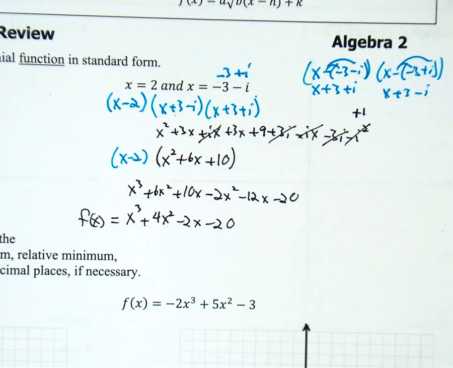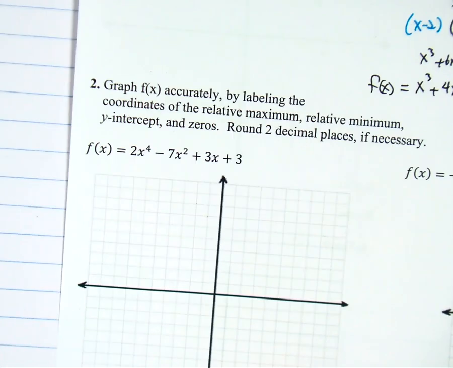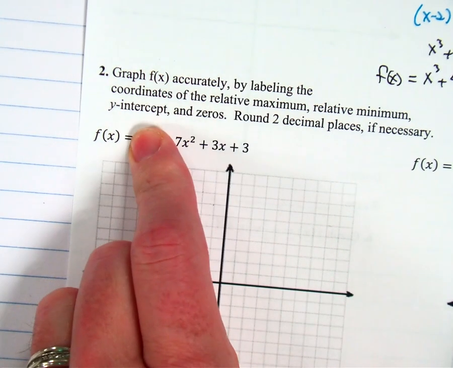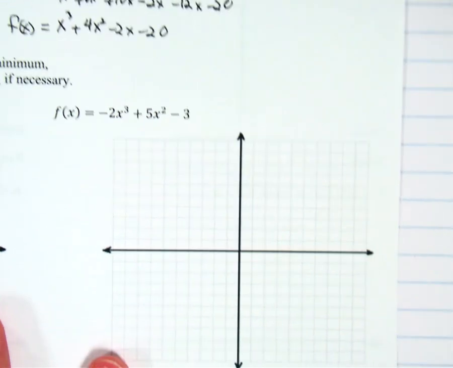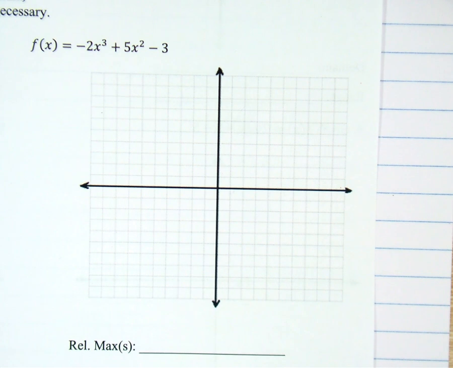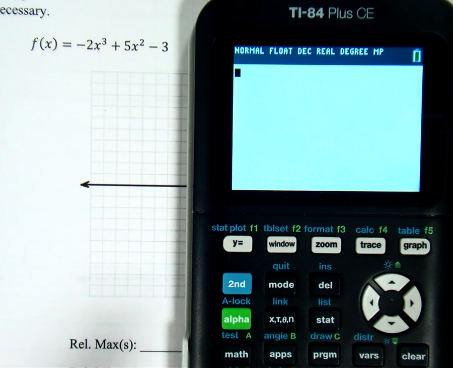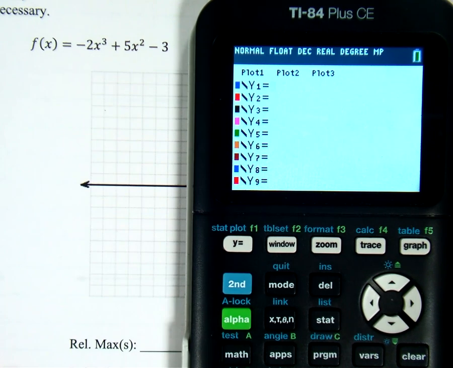Next type of problem, graphing and labeling. Okay, we're going to be labeling the maximum, minimum, y-intercept, zeros, rounding to 2 decimals if we need to. Okay, I'm going to do this one. Alright, so step 1, we're going into y equals. Okay, you might have to clear something out. Okay, clear.